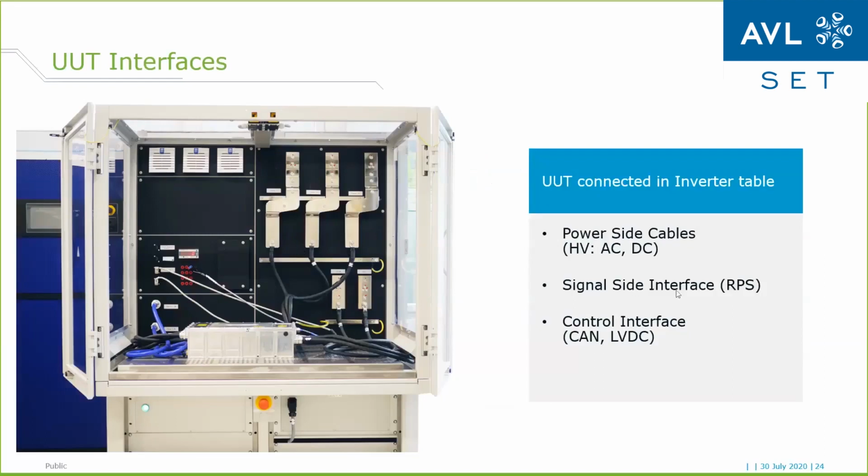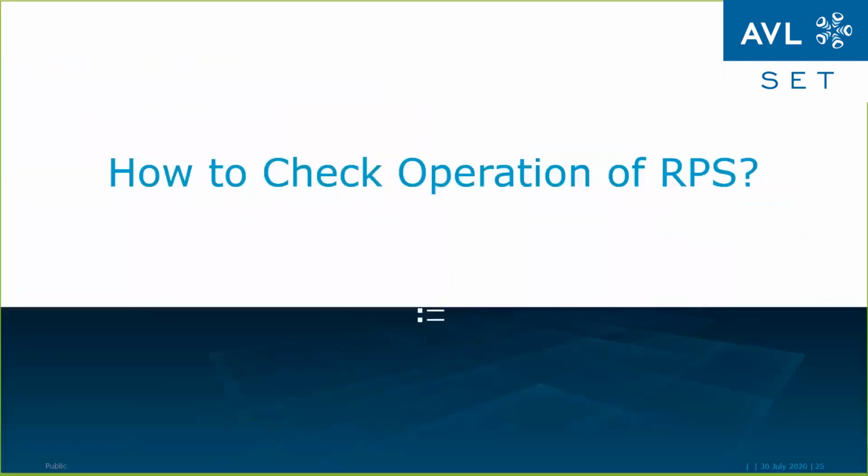And for the signal side interface, we need only a signal from the rotor position sensor. That's it. And then the low voltage power supply, and the CAN interface. All the other aspects of safety and other protocols will be taken care of by the emulator control software itself. So the user has to take care of only these 3 key interfaces, and the inverter should be ready to start the test. That's the idea.